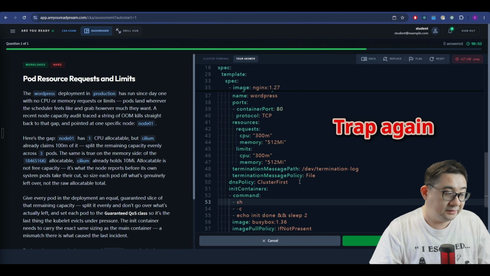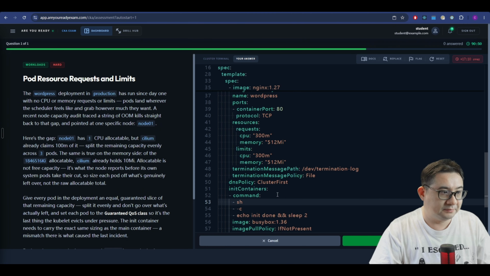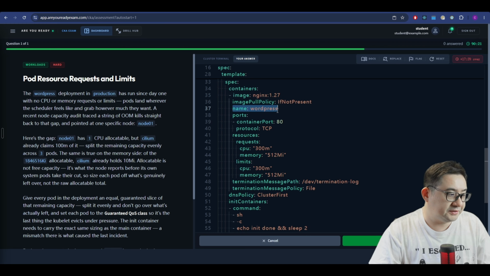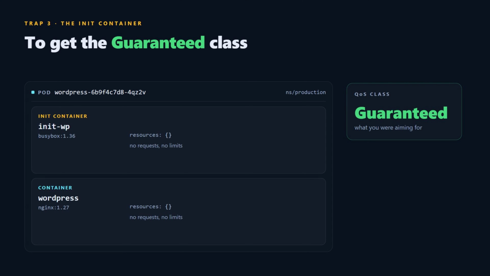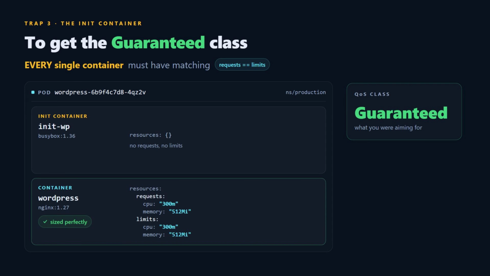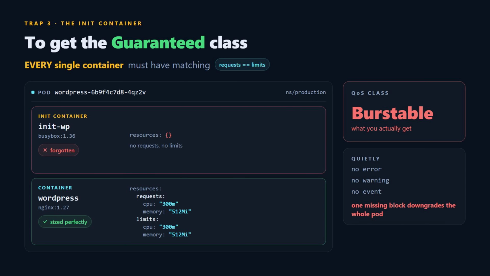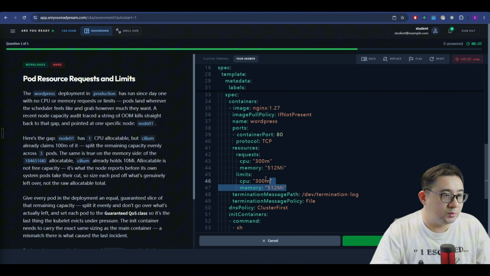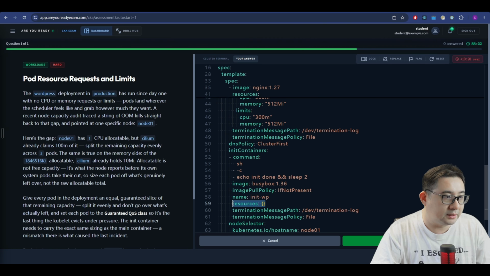Trap number 3, the init container trap. This pod has two containers, an init container and the main container. To get the Guaranteed class, every single container in the pod must have matching limits and requests. If you size the main container perfectly but forget the init container, Kubernetes quietly drops your pod to Burstable. You're not going to find any error, you just lose the point. So right now we also need to account for the init container as well, and I'm going to put it here.